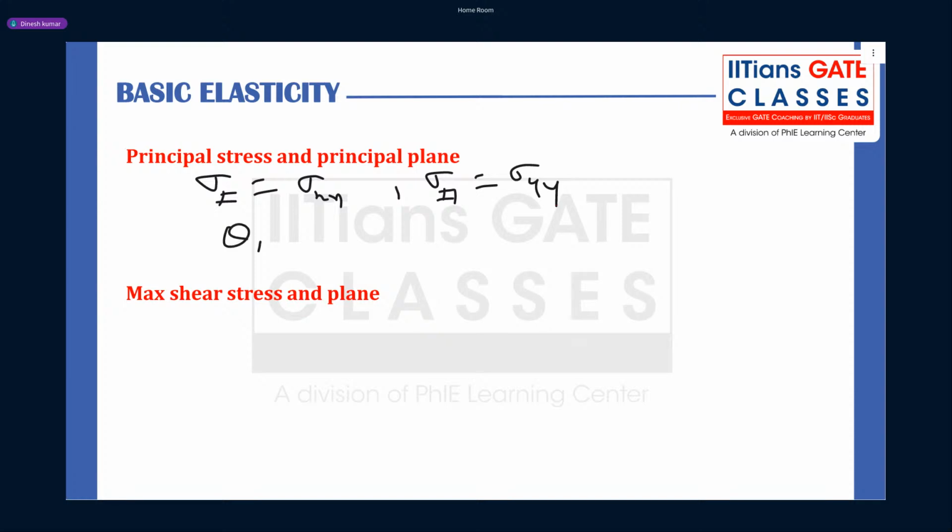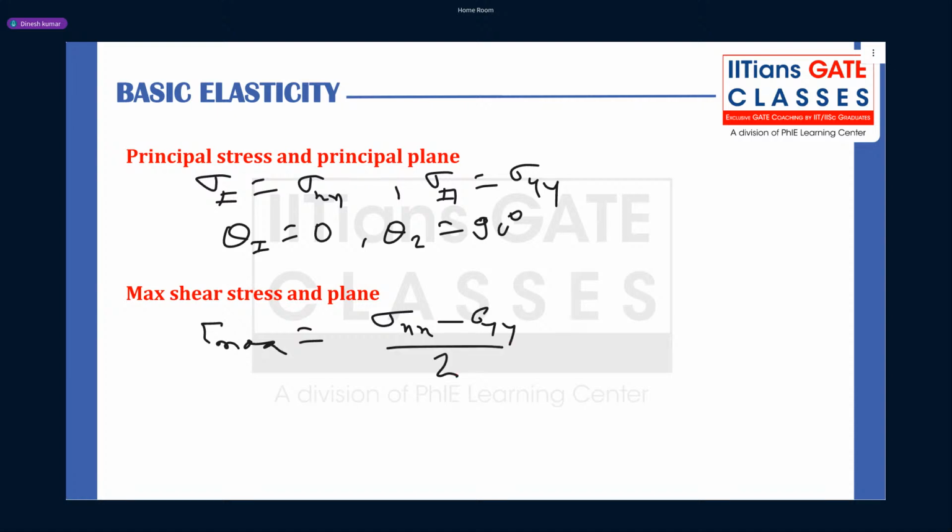What is your principal plane? Theta 1 is 0, theta 2 is 90 degree. Clear? Now maximum shear stress. In case of biaxial stress system, what will be your tau max? Anybody? Mr. Gopal, what will be tau max? It will be sigma xx minus sigma yy by 2. Very good. What will be your theta 3?